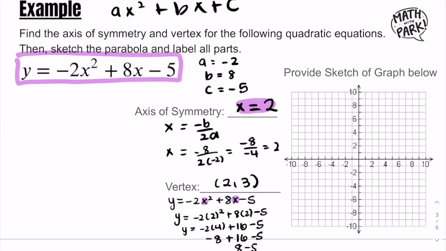Well, one way to do this problem is to start with your graph. We know our axis of symmetry is at 2, so we can draw a dotted line. So we know the symmetry happens right here. That means a reflection will occur on x equals 2.